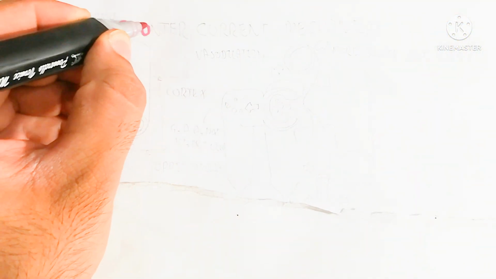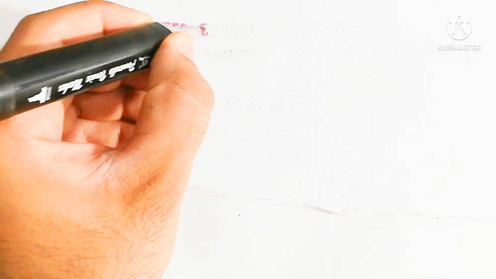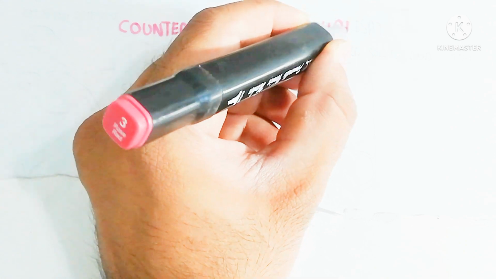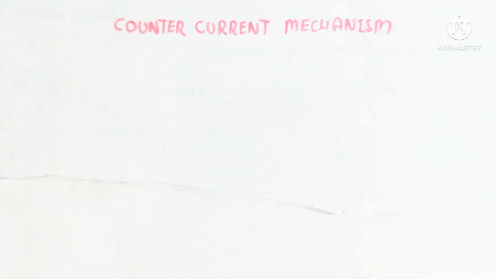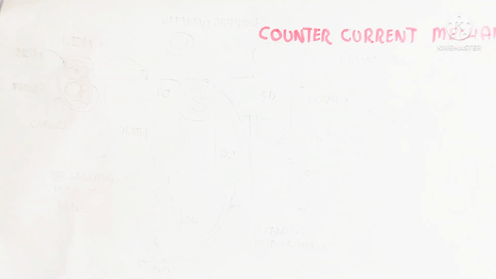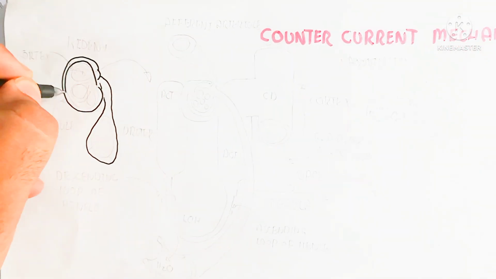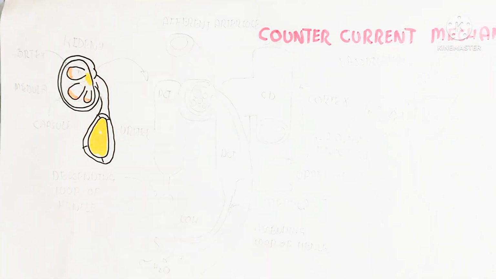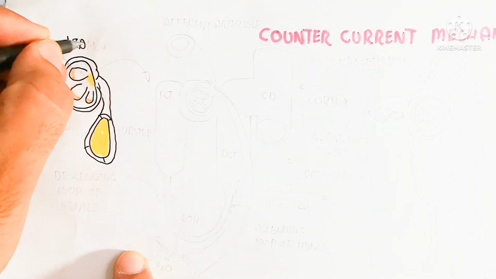Hello, in this video we will discuss the countercurrent mechanism. The countercurrent mechanism occurs in the loop of Henle of the nephron. The nephron is the urinary unit of the excretory system of the human, and 1 million nephrons are present in one kidney.